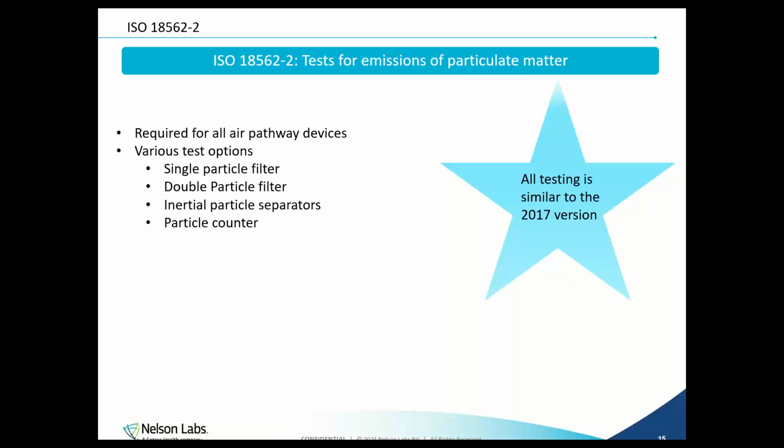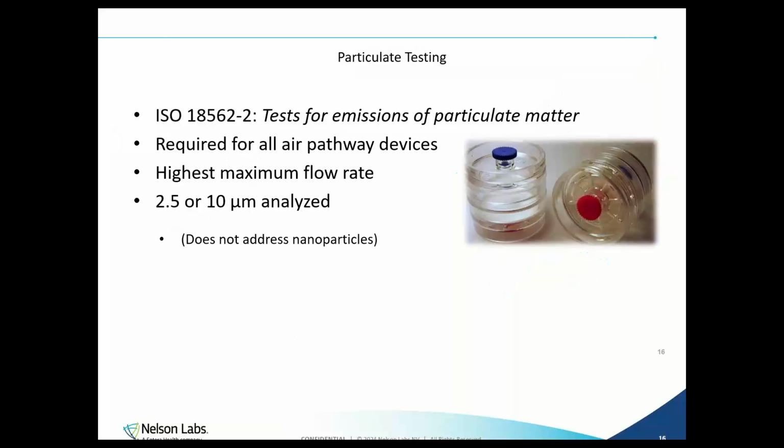There are really no notable changes to ISO 18562-2, as particulates still must be tested for all air pathway devices. Most of the options stay the same. There are three test options: a single particle filter or a double particle filter, an inertial particle separator, or a particle counter. Particulates are tested by air being passed through and around the device and then being collected and ultimately counted.